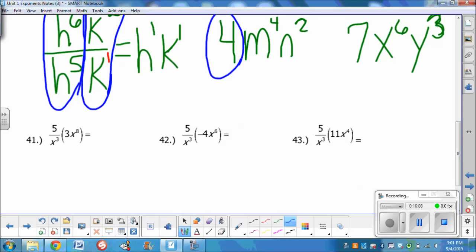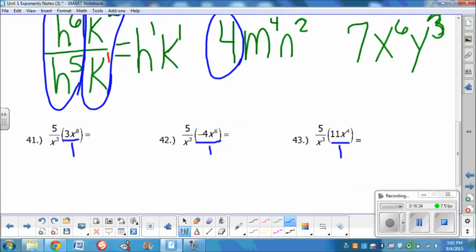41 through 43 are some challenge problems. I'm going to give you some hints. I'm going to put ones underneath. And you can stop here, or you can challenge yourself and walk through these. So if you'd like to be done, you can be done. If not, I'll go through 41 through 43. So these are your challenge problems.